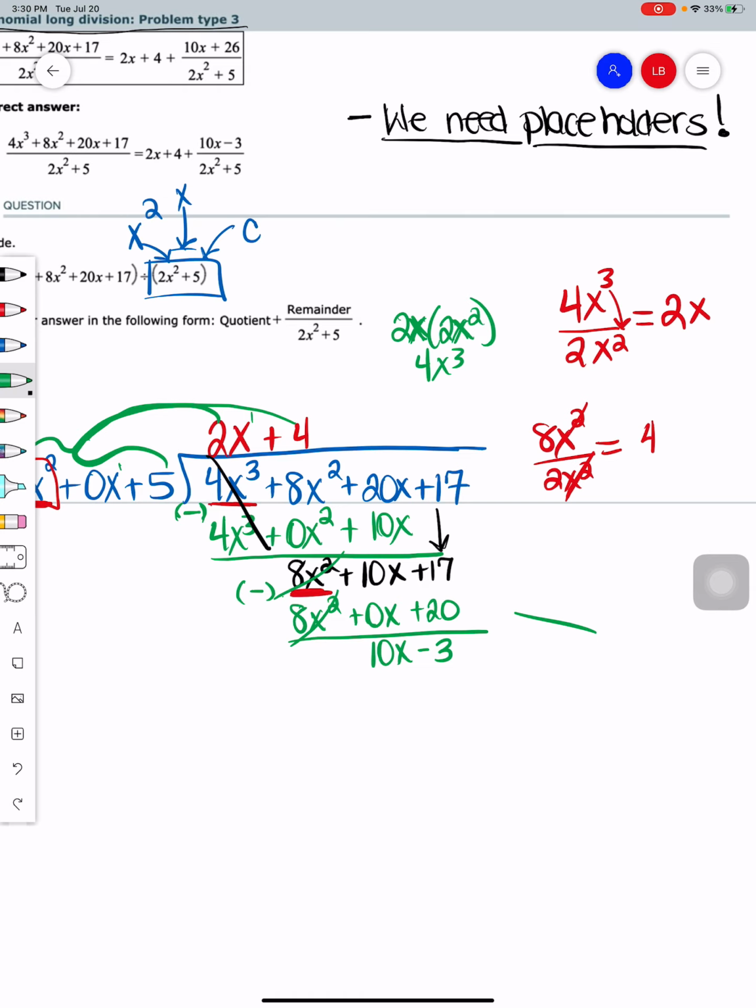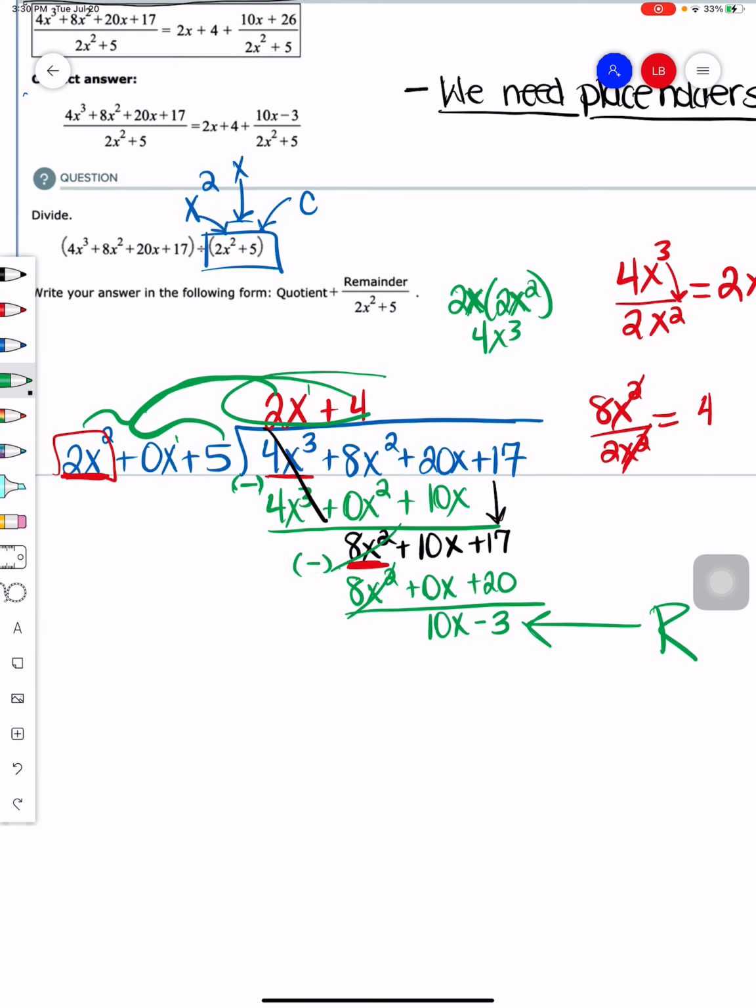I have a remainder. So how do I write this answer? Well, this right here, the 2x plus 4, you're going to write that just the way it is, but you always write your remainder, in this case, it's the 10x minus 3, over that divisor, which is the 2x squared plus 5. And that is your answer.